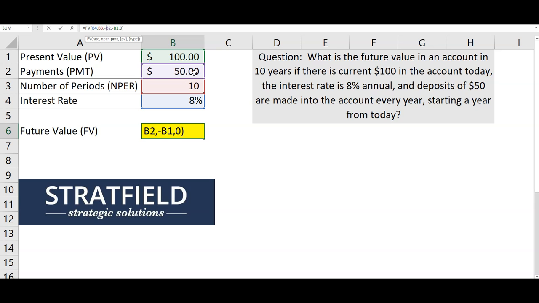Just like the present value. That money is not in your hand, it is out of your hand, so you should put it in as a negative. When I do this, it will change the answer to be the correct one, and the future value of this $100 with 10 years of $50 being deposited at an 8% annual interest rate would give us $940.22. So that's all there is to it. That's the future value function within Excel.